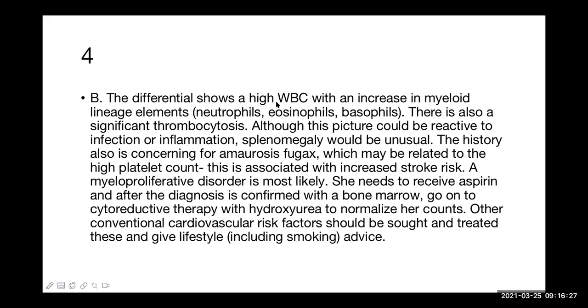So see there, the differential shows a high WBC with an increase in myeloid lineage elements, neutrophil, eosinophil, and basophil. There is also a significant thrombocytosis. This is a very, very important clue. Although this picture could be reactive to infection or inflammation, splenomegaly would be unusual. The history also is concerning for amaurosis fugax, a type of TIA, which may be related to the high platelet count. And this is associated with increased stroke risk because of hyperviscosity and hypercoagulability. Confirmation of this is done by bone marrow aspiration or biopsy, and patients should get aspirin here because of the high risk of stroke. All other things are quite easy for you.